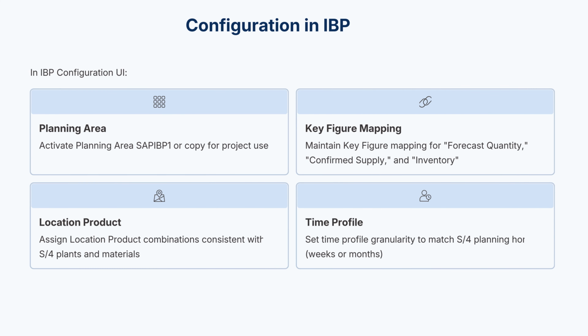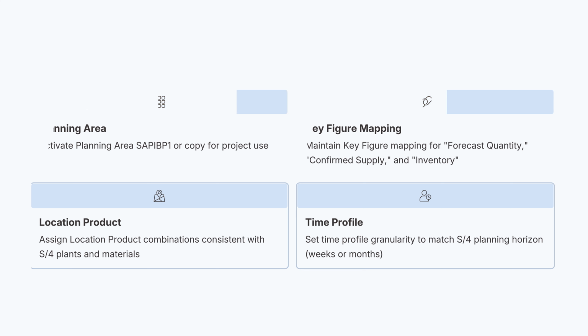Configuration in IBP. Within IBP, activate or copy a planning area such as SAP BP1. Maintain key figure mappings for forecast quantity, confirmed supply, and inventory. Ensure location product combinations mirror S4's plant and material structure. Time profiles in IBP, weekly or monthly, must align with S4's planning horizon. This structural alignment is the backbone of accurate data flow.